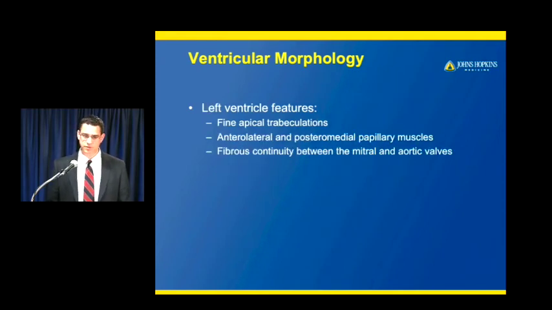The left ventricle features are usually a little different. We have very fine apical trabeculations, unlike the thickened and coarse trabeculations on the right side. We have anterolateral and posteromedial papillary muscles. We don't have any muscles attaching to the septum. And unlike the right side, we have continuity between the mitral and aortic valves, whereas on the right side, you have separation of the tricuspid and pulmonic valves.